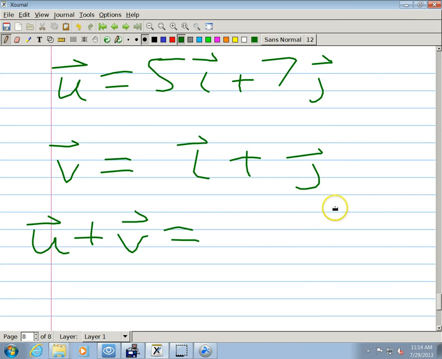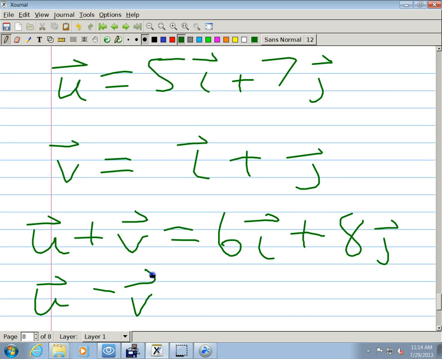Okay, good. All right, so you get 6 i's plus 8 j's. That's it, simple. So now adding and subtracting is very easy. Before, the adding and the subtracting had to do with law of sines, law of cosines, right? It's a big mess. All right, what if I subtracted? What's u minus v then? Exactly, it would be 4i plus 6j.